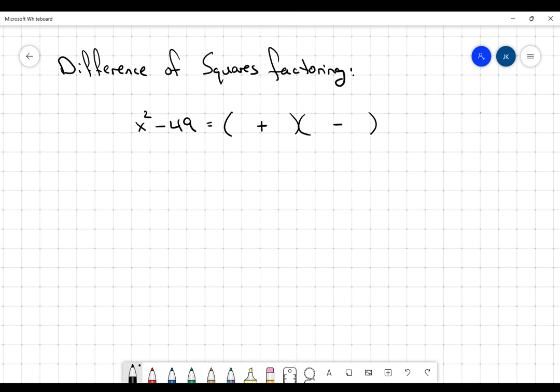Then you take the square root of x squared, the first term, and put that there. And then you take the square root of the second term, 49. The square root of 49 is 7. I put that here and I put that there. So these two factors together are the exact same, except for the middle operation. We call these binomial conjugates.